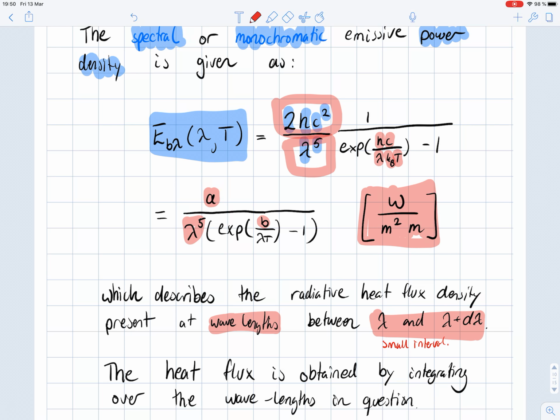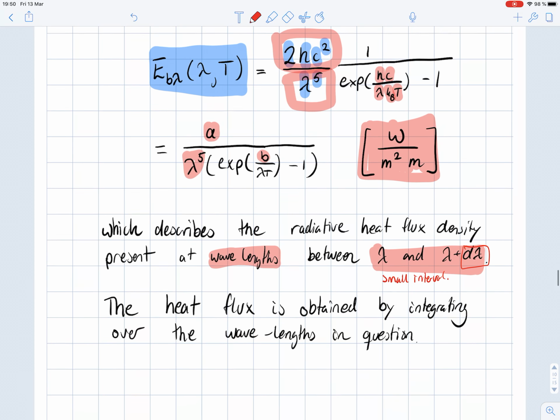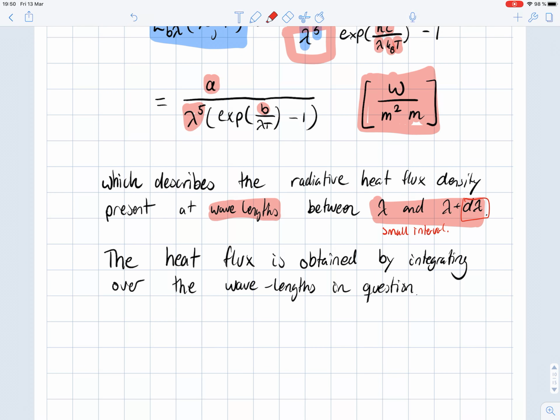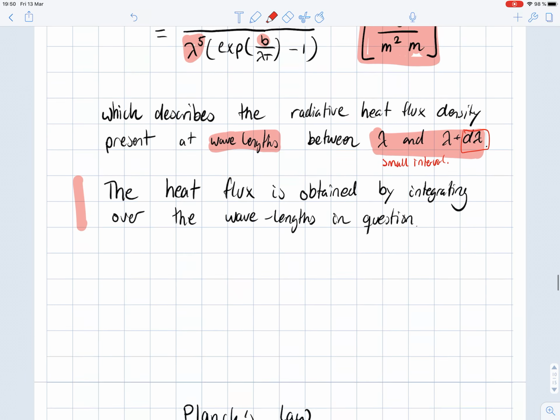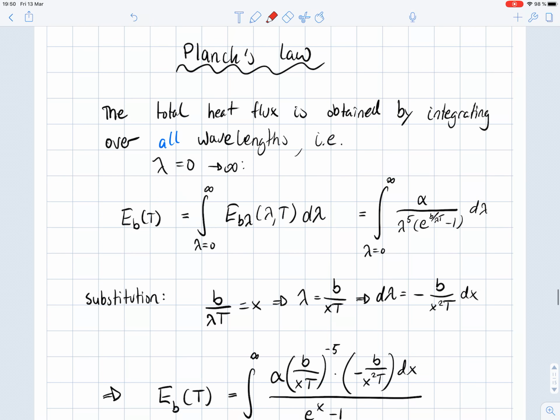The reason why we have this over a small interval is that we have this magical thing d lambda, which we of course can introduce into an integral. We could integrate these over all possible wavelengths and then get the total energy flux. As mentioned here, the total heat flux is obtained by integrating over all wavelengths in question. All possible wavelengths will go from 0 to infinity, and this will correspond to what we have already introduced as EB.